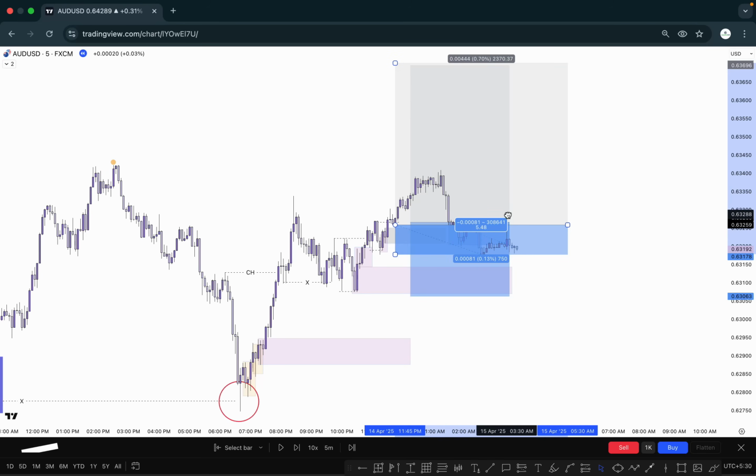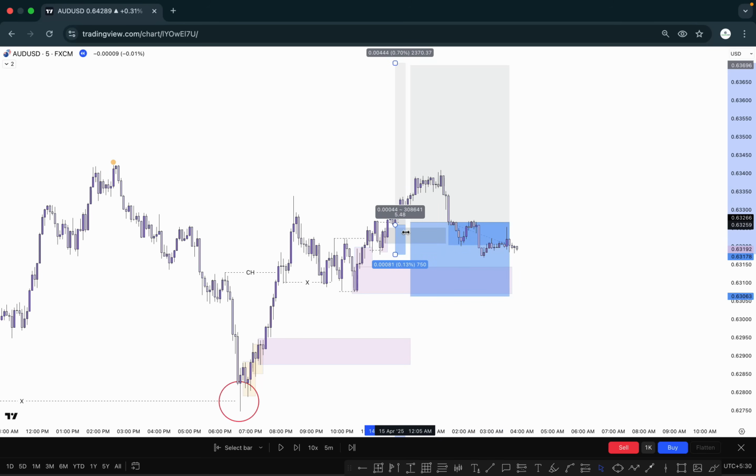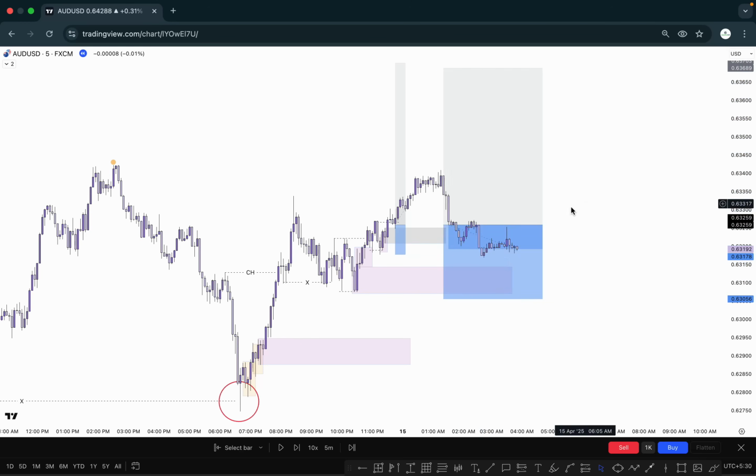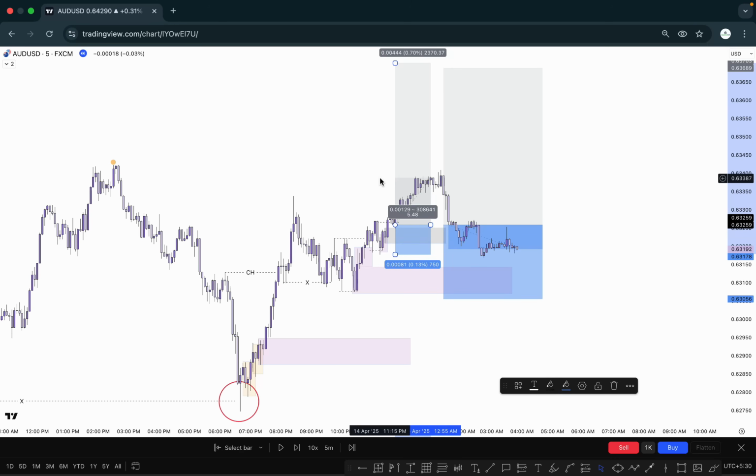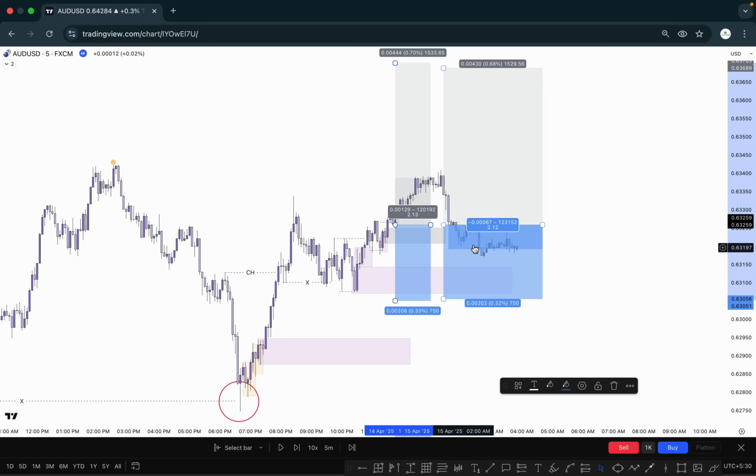So this is our entry based on the order block here, which already hit our stop loss, and this is our entry based on the order flow, but we put the stop loss just below it. If you are thinking that we are planning to buy here based on the order block, but we are putting the stop loss just below it, so there is no difference between the order block and order flow. Both entries are similar right here.